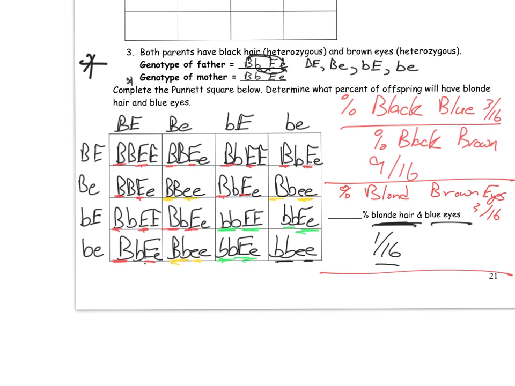So 9/16 are going to be black hair with brown eyes. 3/16 are going to be black with blue. And blonde with brown eyes is going to be 3/16. And only 1/16 is going to have blonde hair and blue eyes. You can calculate the percentages. Just divide 9 by 16 and multiply it times 100, and that'll give you your percentages.